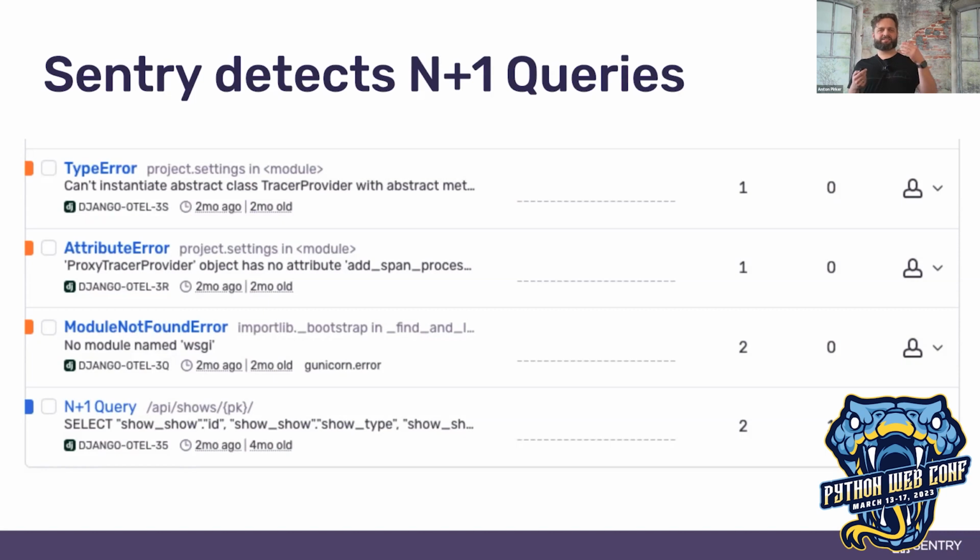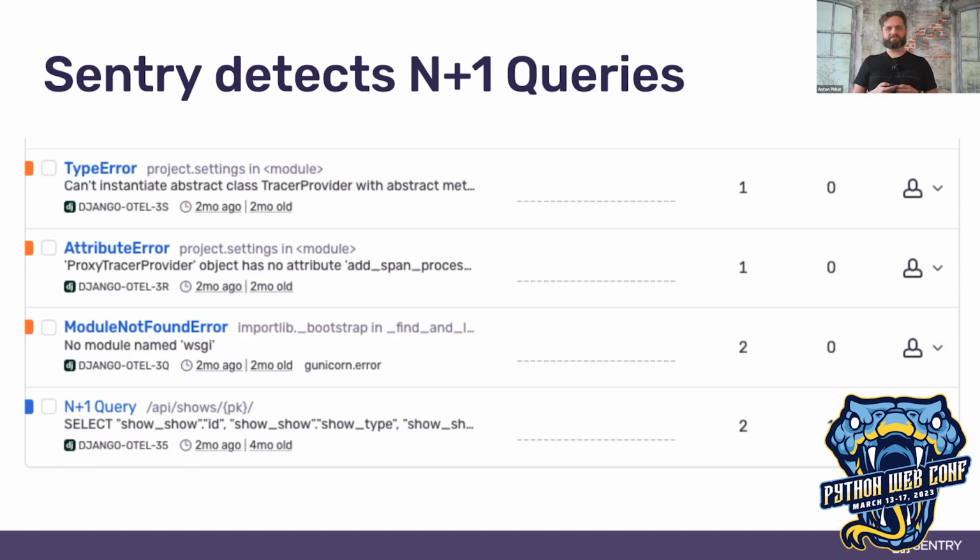And then, since last month, these N+1 queries, you see down there, the blue error, popped up in users' error lists. It's blue because it's not a hard problem. It's not something that breaks your system. It's a nice-to-have kind of fix.